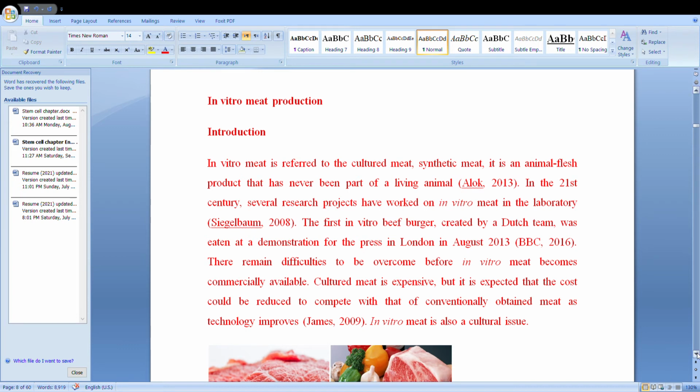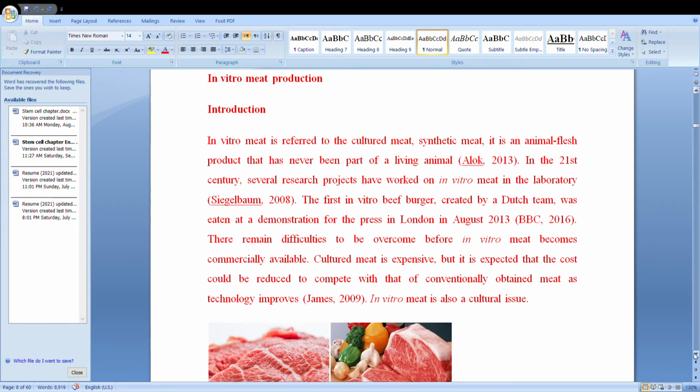You can see here the in vitro meat production introduction. In vitro meat is referred to as cultured meat, synthetic meat. It is an animal flesh product that has never been part of a living animal. This is in contrast to after slaughtering, when the meat can be used in the laboratory. In the 21st century, several research projects have worked on in vitro meat in the laboratory.